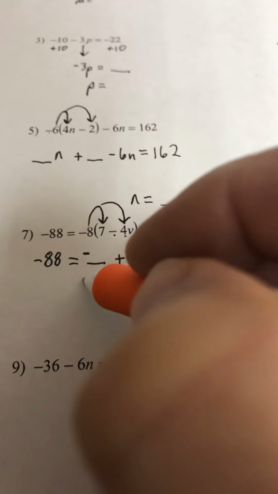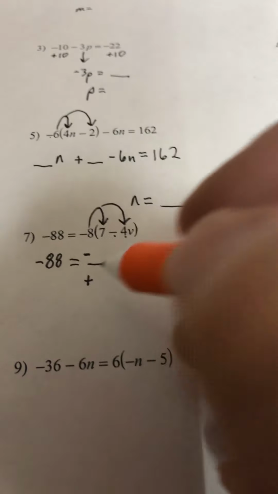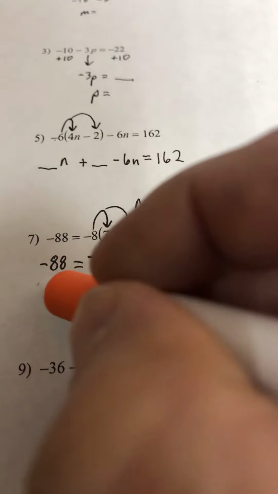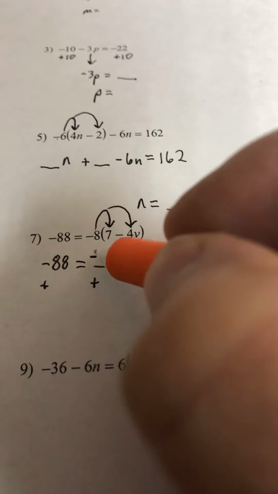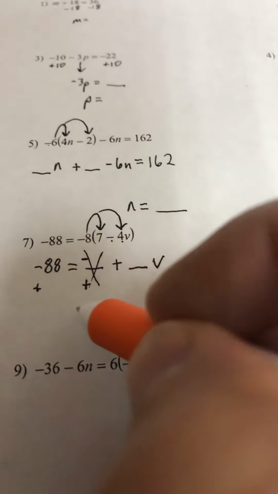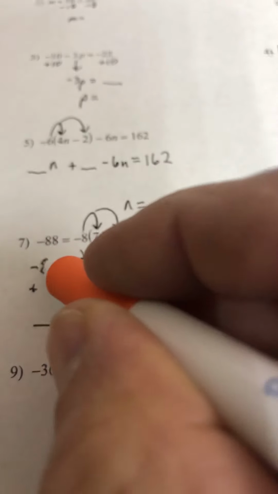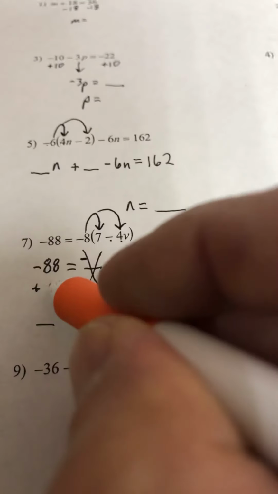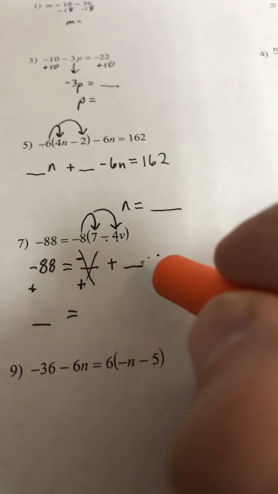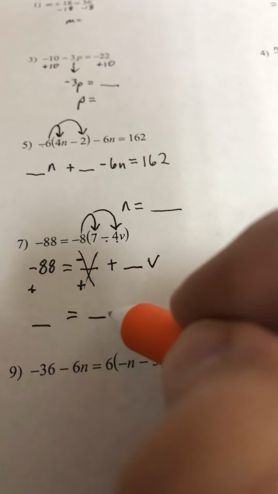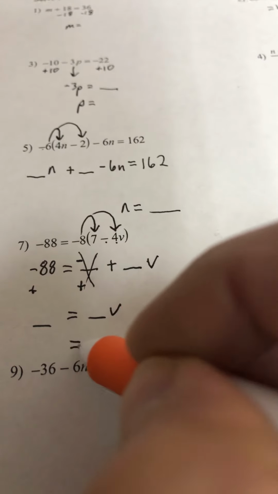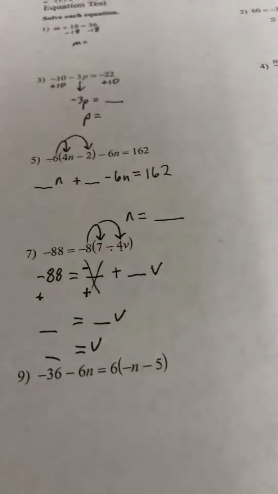So you're going to do the opposite of negative, which is adding. Add this number to both sides, okay? That cancels out here. And then whatever your negative 88 plus whatever that number was, you're going to divide by whatever is with this v in order to get v by itself.